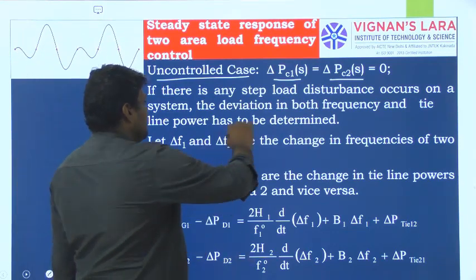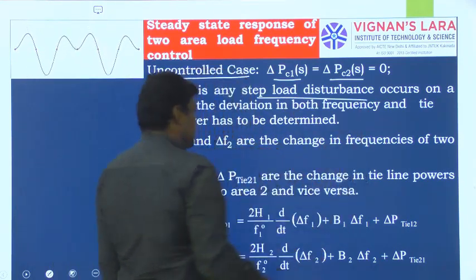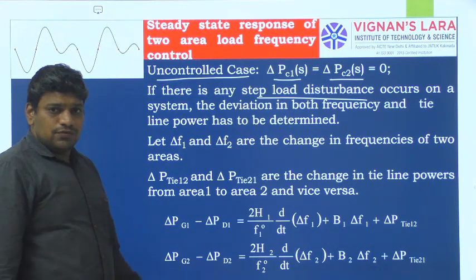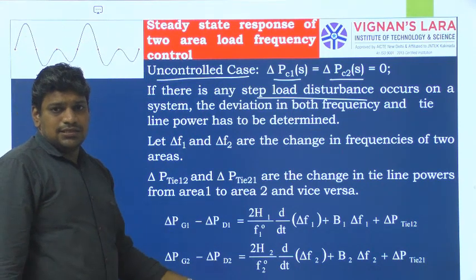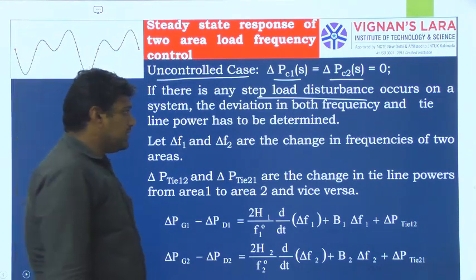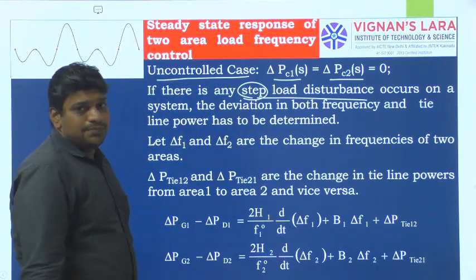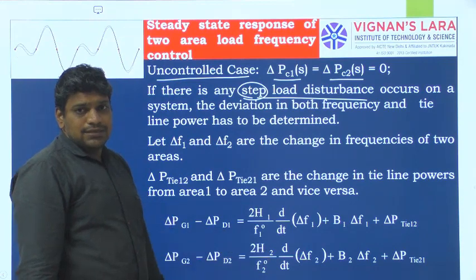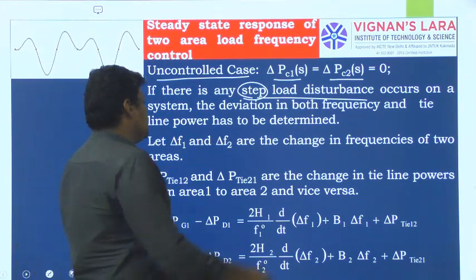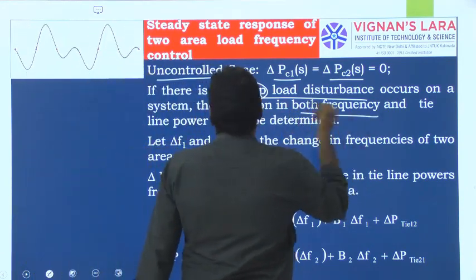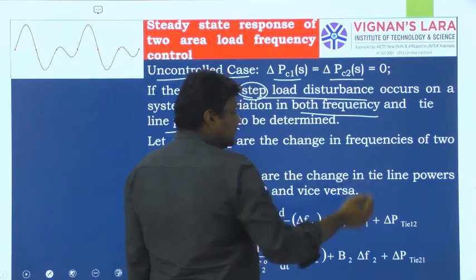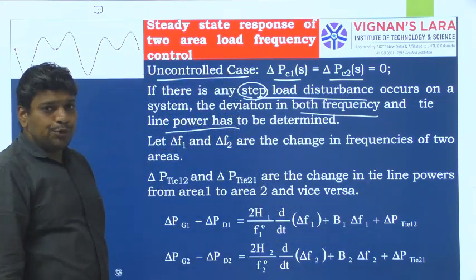So we are going to study when a step load disturbance occurs on the system. Of course the disturbance occurs in the system, but for our ease of analysis, we are considering the disturbance to be of size step. So when the step load disturbance occurs in the system, for both frequency and the tie line power, we need to study how these two parameters are going to vary.